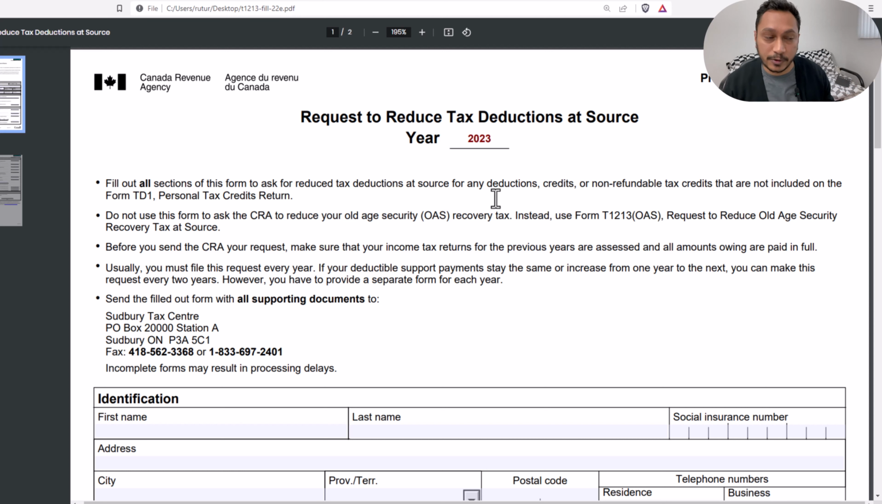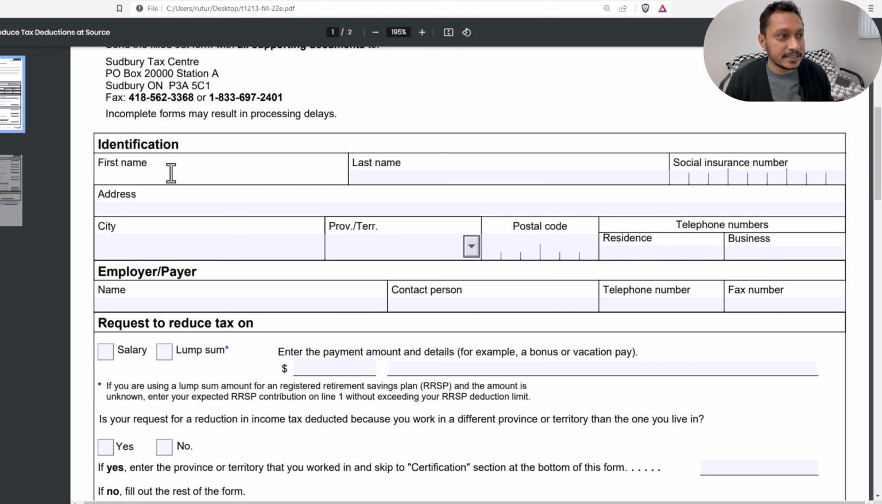and you can take advantage of it starting from January. Basically, fill out all your identification details here: your first name, your last name, your social insurance number, your current present address, your city, province, postal code, and your telephone numbers. If you don't have a business, don't enter it, just enter the residence.